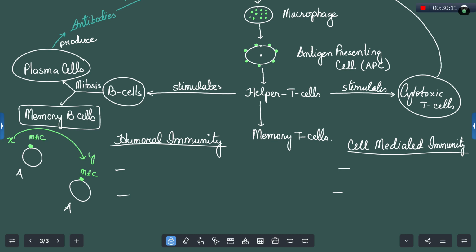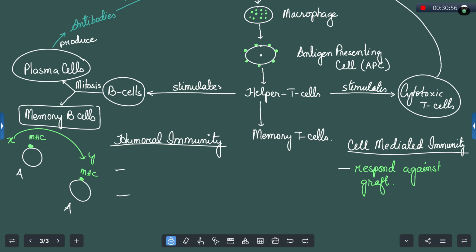Now the question is, which immune system rejects the organ transplant? It is cell mediated immunity. Humoral immunity cannot react against the organ transplant. Cell mediated immunity will respond against the organ transplant, the graft. Organ transplant responds to this current immunity, cell mediated immunity.